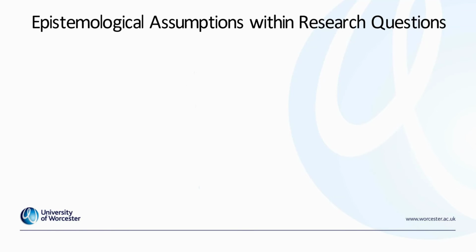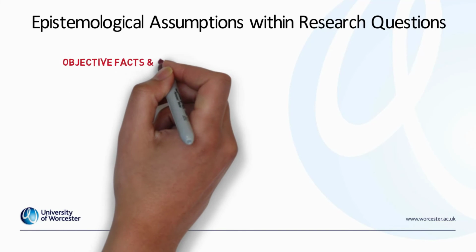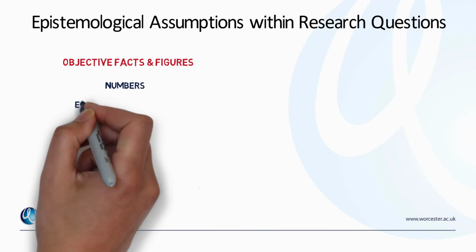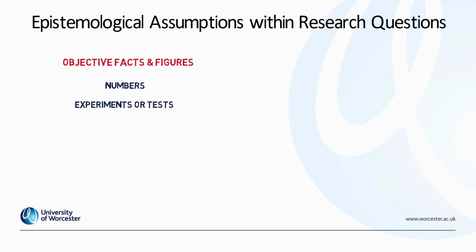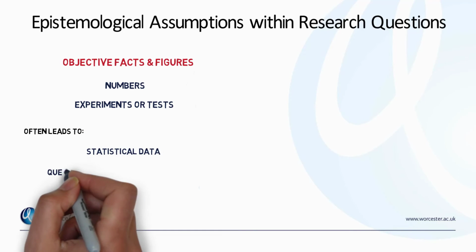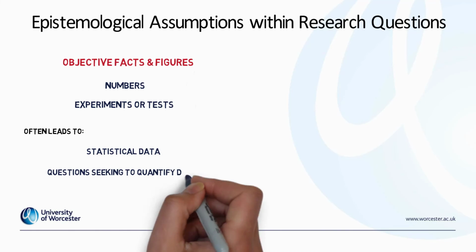So when we're looking at epistemological assumptions within research questions, if you want objective facts and figures, you're likely to want numbers. And these might come from experiments or tests. And this will often lead to statistical data or questions seeking to quantify data.